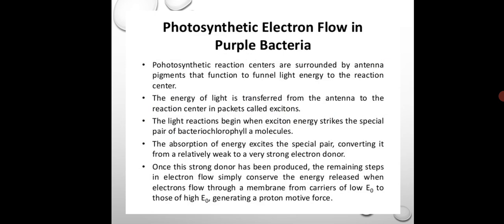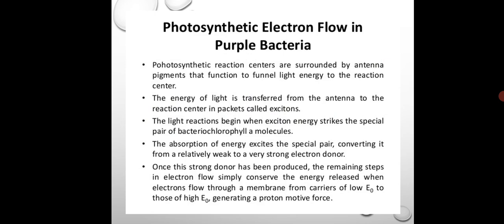Depending on the type of electron donor, like sulfur, hydrogen sulfide or hydrogen compound, we can divide purple bacteria into two types. Those two types are purple sulfur bacteria, that is PSB, and purple non-sulfur bacteria, that is PNSB. What are purple bacteria?